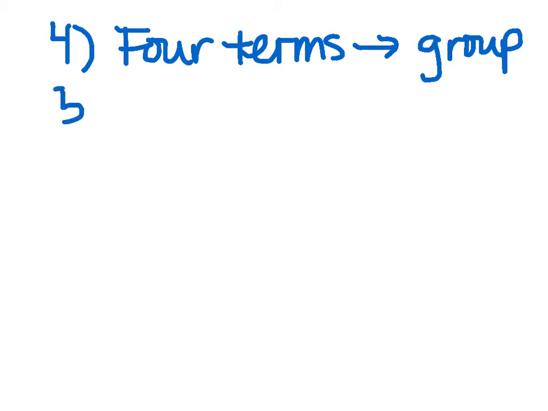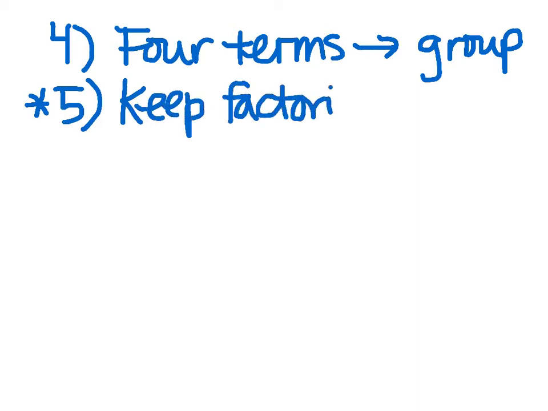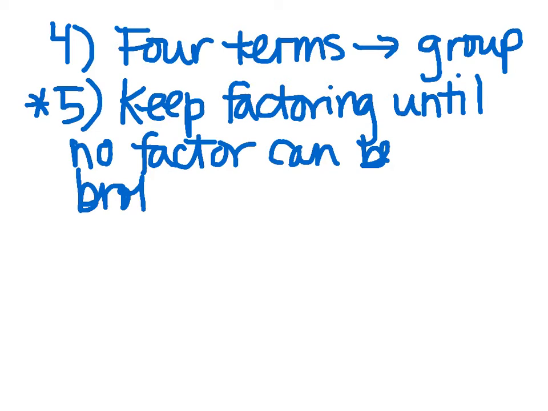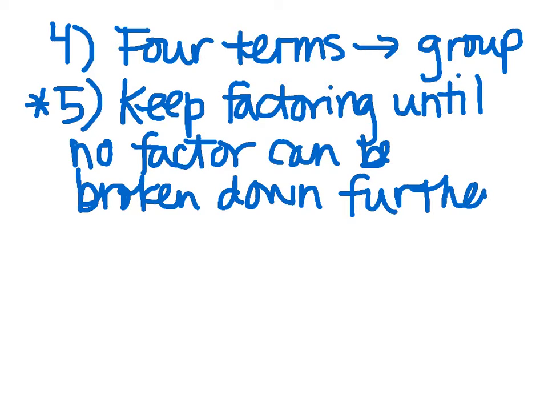Now here is the second tricky thing. The most common mistakes in factoring are, first, to forget to factor out the greatest common factor. And the second one, the tricky thing, is to keep factoring until no factor can be broken down further. In other words, until you have all primes, just as if we were doing the prime factorization.